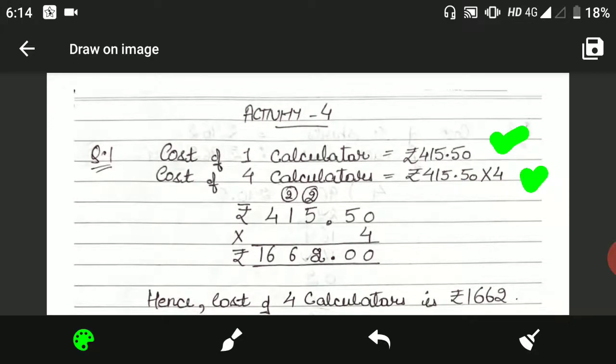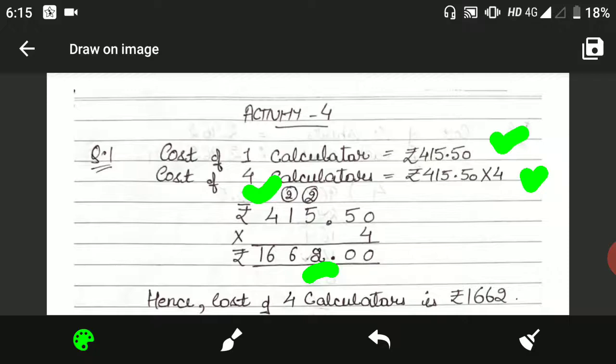How we multiply? 4 zeros are 0, because when we multiply any number by 0 we get 0 only. Then 4 5s are 20, so 0 will come here and 2 will be carried forward to the next number. So the next number is 5. Above 5 we have written 2. Now 4 5s are 20, 20 plus 2 is 22. So 2 I have written here and 2 goes to 1. Clear? Now 4 ones are 4 plus 2 is 6. Then 4 fours are 16, so I will write 16.